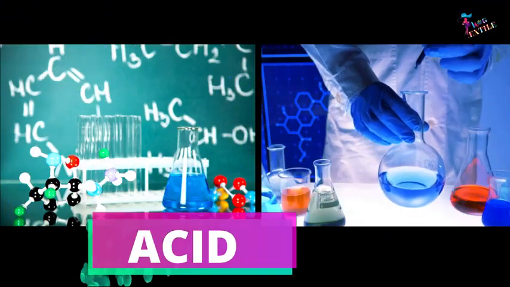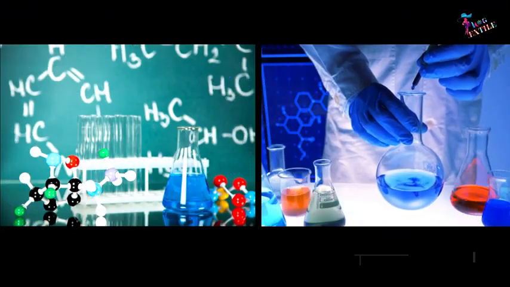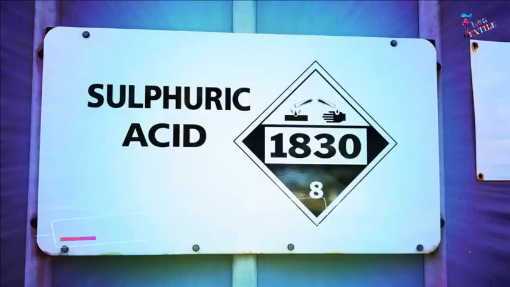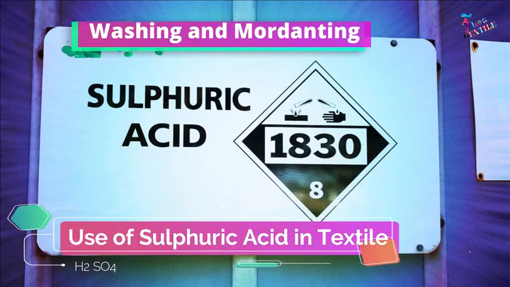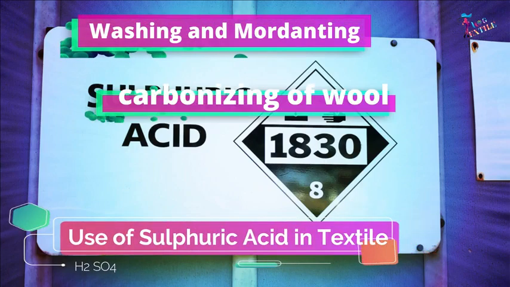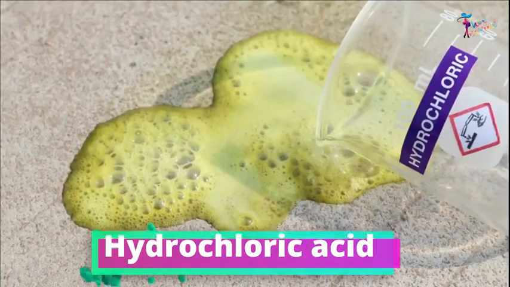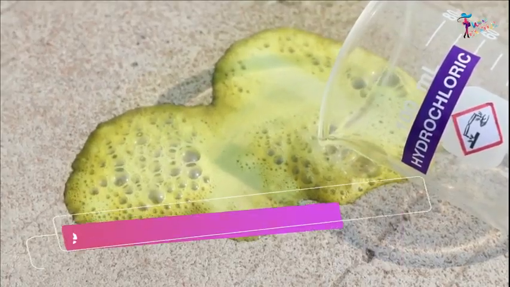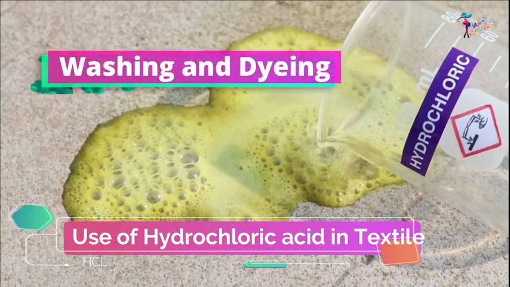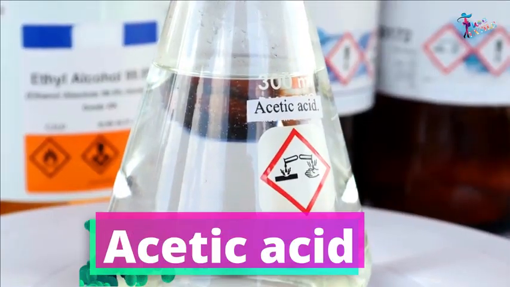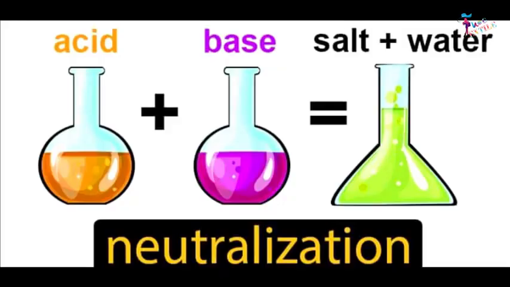Acid. In textile processing, acid is considered one of the most important chemicals. The most common acids are: sulfuric acid, widely used in washing and modern dyeing, carbonizing of wool, acid dyeing on wool, etc. Hydrochloric acid, used in washing and dyeing, in diazotization, in scouring, etc. Acetic acid, used for dyeing and neutralization.